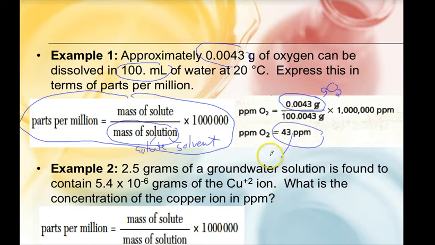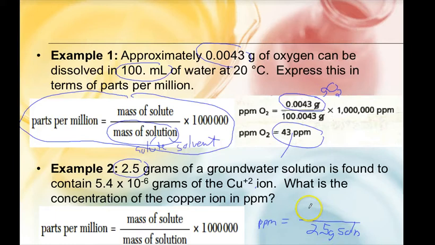If you look at the bottom one, let's see what we got. It says 2.5 grams of groundwater solution, so that is the solution. So it's ppm, and it's 2.5 grams of solution. Now you might be wondering, why don't we add this number to it? Well, that already tells us that's the solution, so that already includes the water and our solute, which is the +2 ions.